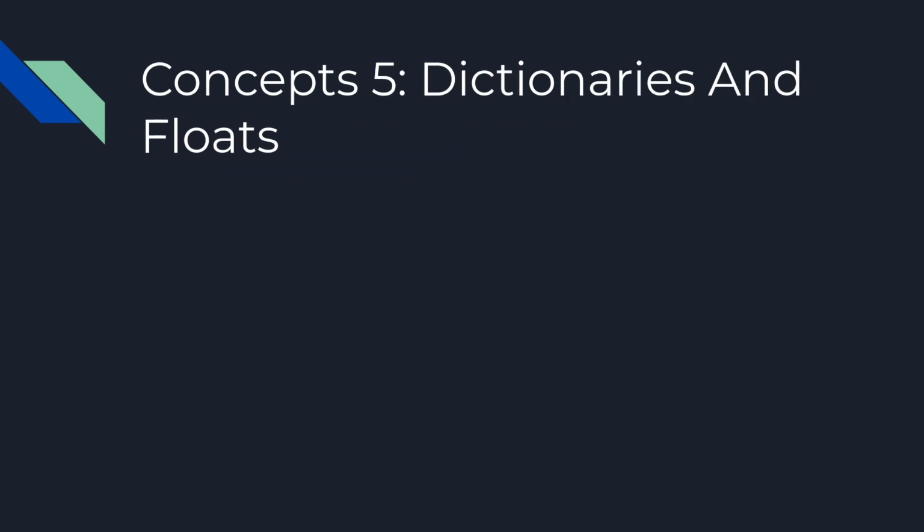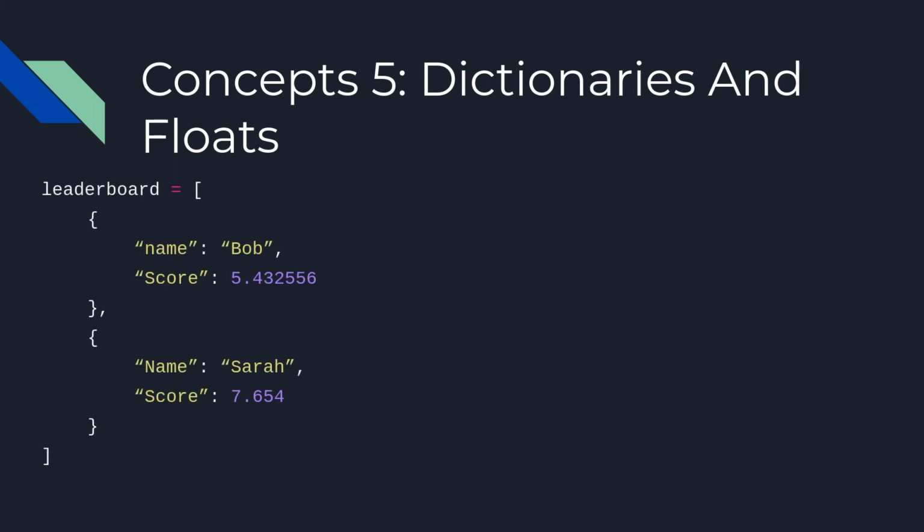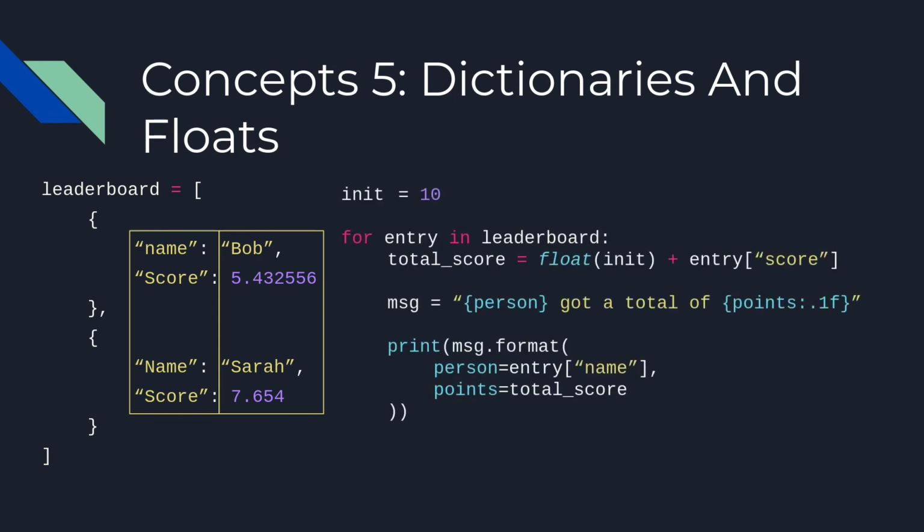The final key concept for this introduction to Python is dictionaries. These are pairs of keys and values. Think of them as a literal dictionary, with keys being the word itself and values being the definition. You define them with curly braces, as shown in the example, by the array of dictionaries representing a leaderboard. We can then loop over the array and use our formatting to insert the variables in an easy-to-read way.